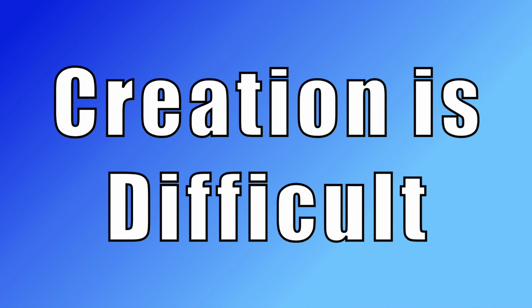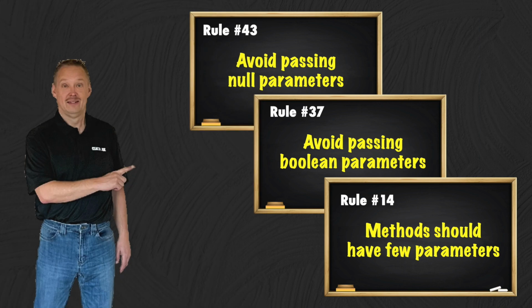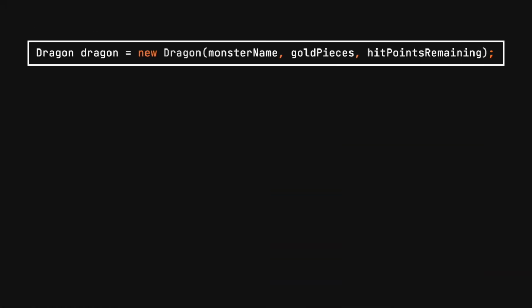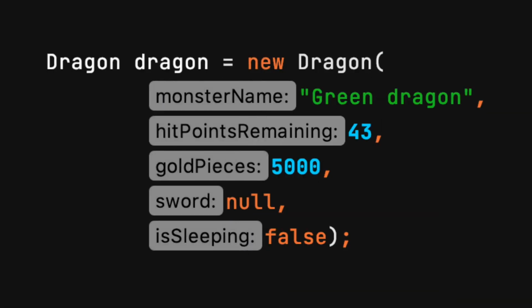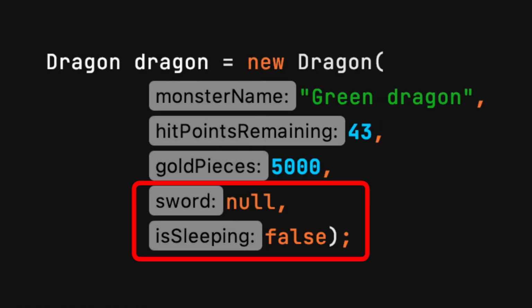The constructor can follow all these guidelines and still, object creation is difficult. Normally, it is because one or many of these Coach Joe rules are broken. Passing too many parameters to a constructor can be problematic. Some parameters could be placed in the wrong order. Null and Boolean parameters should be avoided.